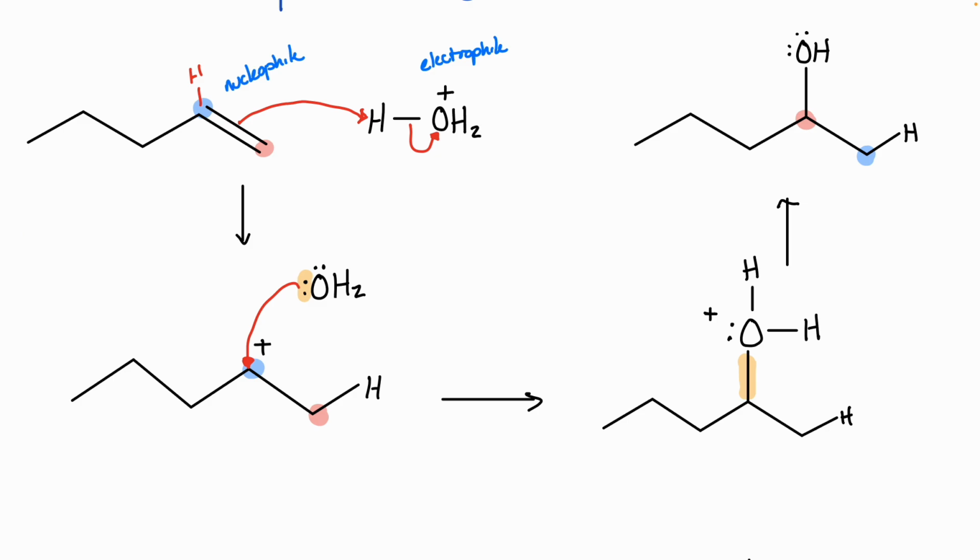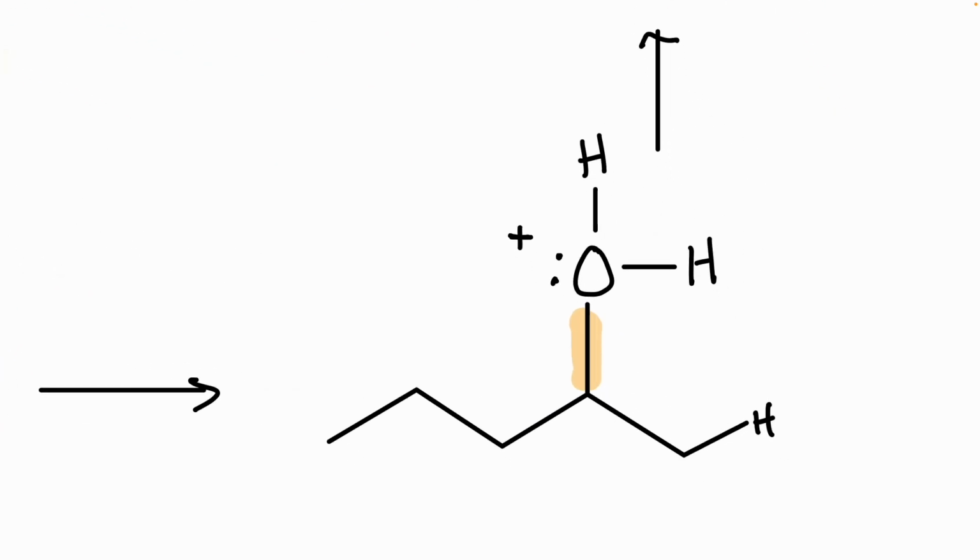All right, so the last step is I need to deprotonate this positively charged oxygen here. That would be a proton transfer step. So what we need is a base to accept that proton. What we don't do in our mechanisms in organic chemistry is just let those hydrogens go flying off into space. Something has to accept that proton.